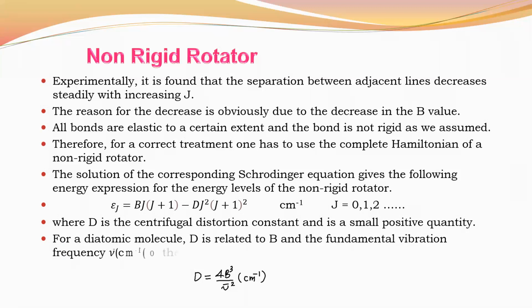For a diatomic molecule, D is related to B and the fundamental vibration frequency nu bar of the molecule by the relation D is equal to 4B cube divided by nu bar whole square. That is, for a diatomic molecule, D is the centrifugal distortion constant, B is the rotational constant and nu bar is the vibrational frequency. They are mutually connected by D is equal to 4B cube divided by nu bar square.